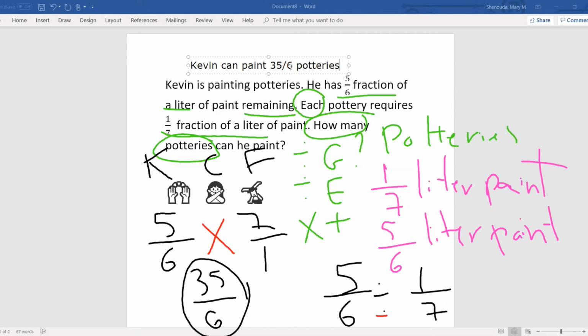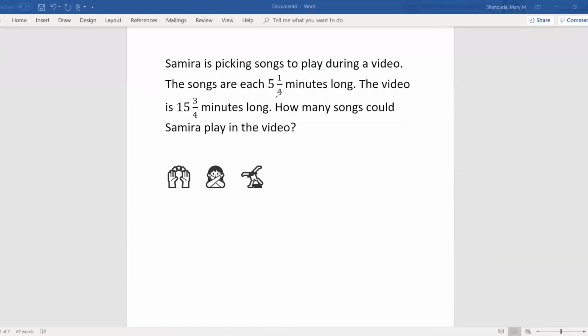Let's try another problem. In this problem, it said Samira is picking songs to play during a video. The songs are each 5 1/4 minutes long. The video is 15 3/4 minutes long. How many songs could Samira play in the video? I know that each song is 5 1/4 minutes long. The video is 15 3/4 minutes long, and the question is asking me how many songs Samira could play in the video.